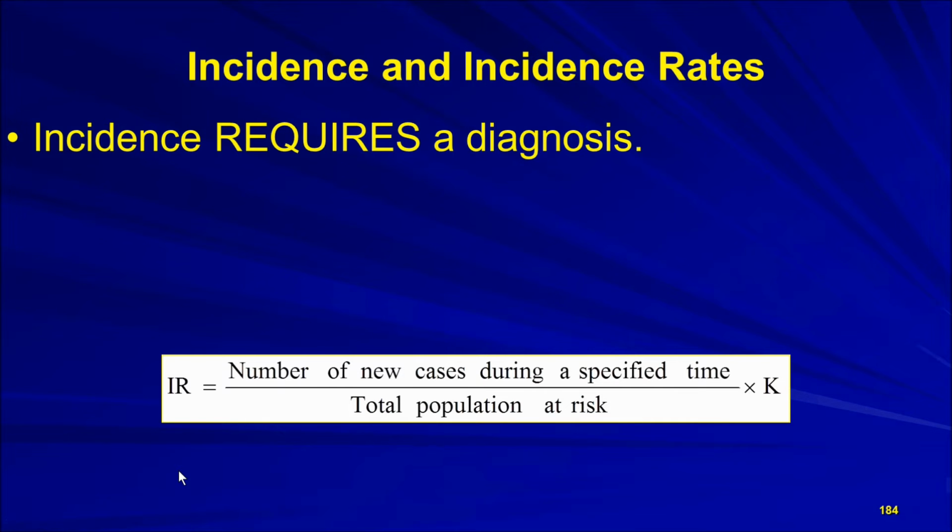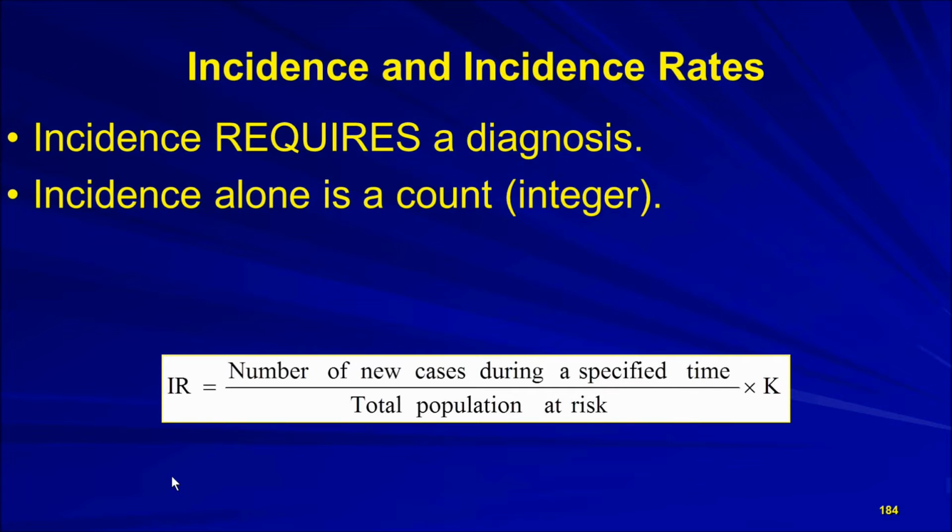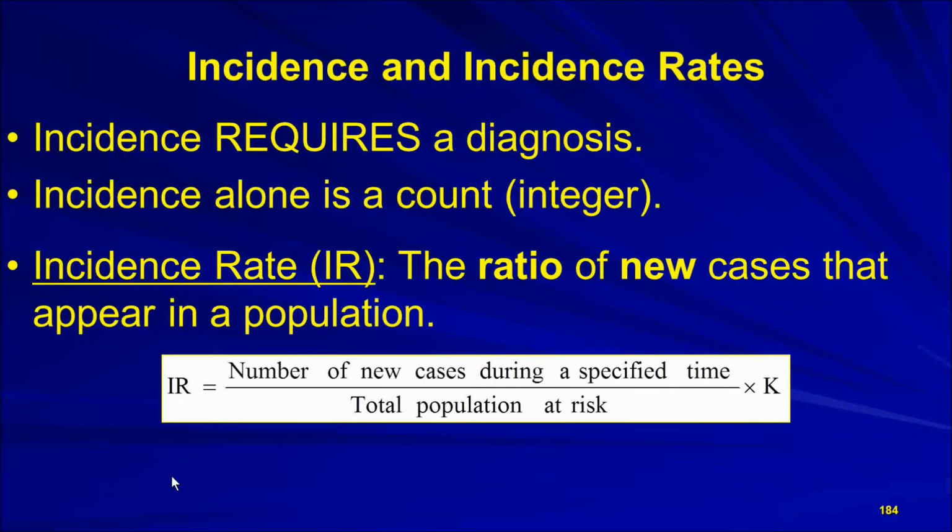So one of the things necessary about an incidence and incidence rate is that it requires a diagnosis. Without a diagnosis, we don't know what a case is. And I've made that point over and over again. So in these kinds of situations, that's very important.